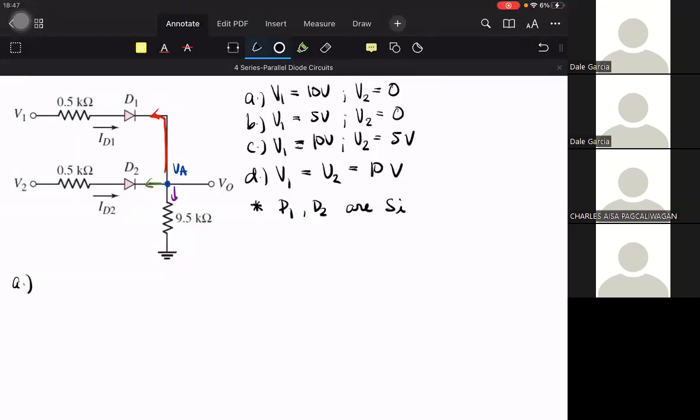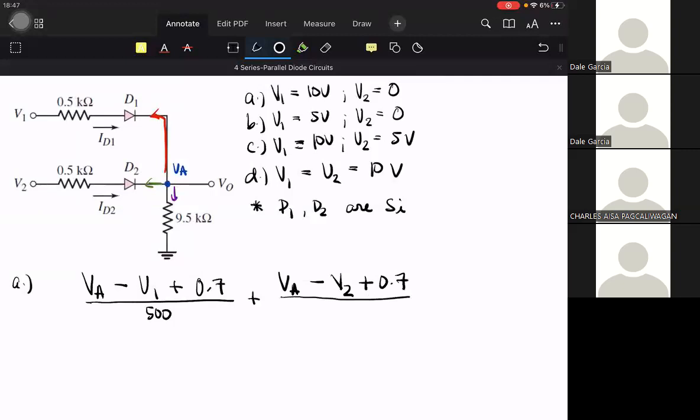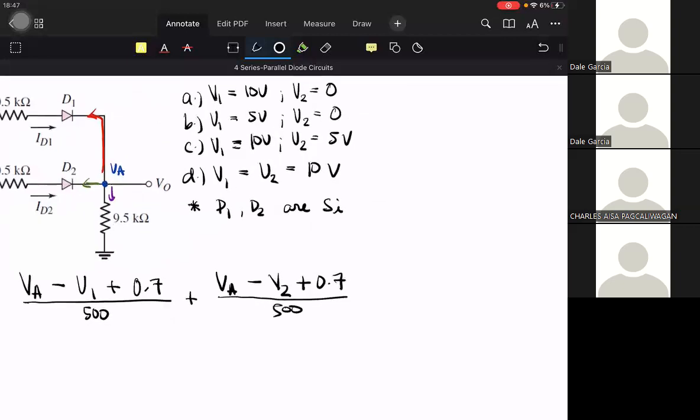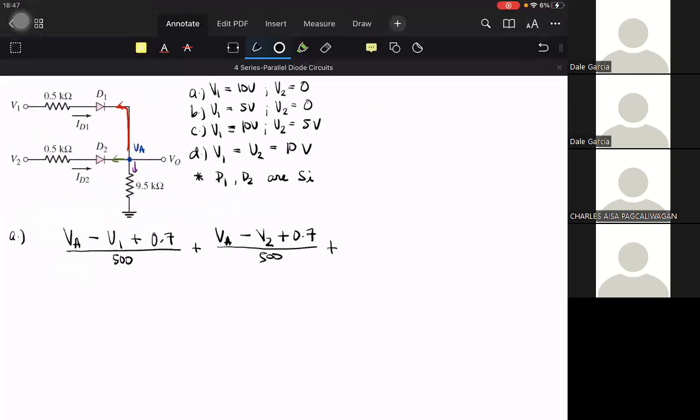So yan yung sa itong nodal equation class. So VA minus V1 plus silicon man sa do, so 0.7 over 500, 0.5K man, so 500, plus same gapon VA minus V2 plus 0.7 over 500, plus VA over 9,500 equal to 0.